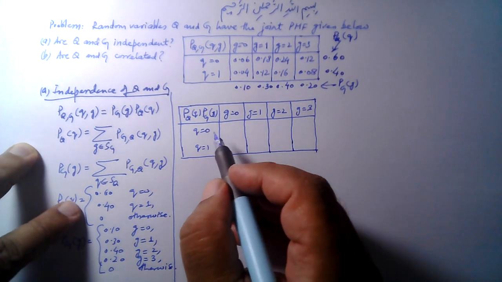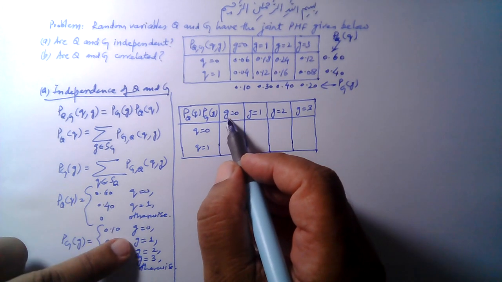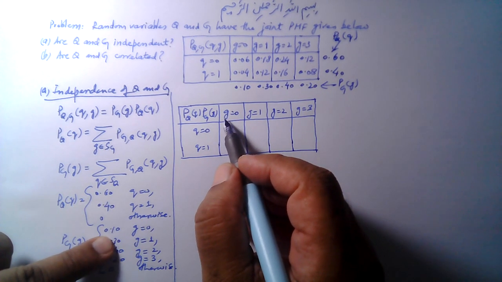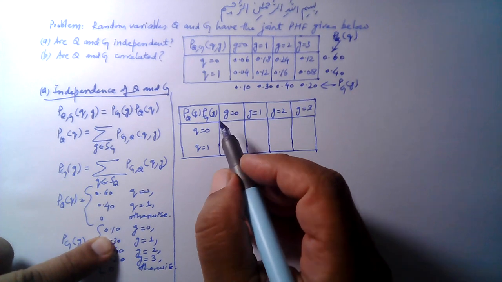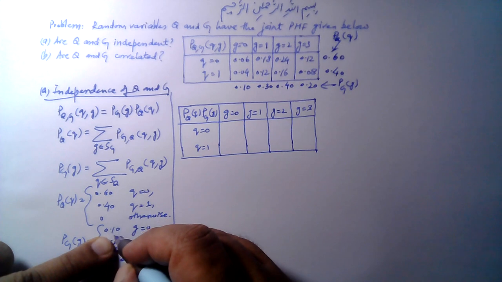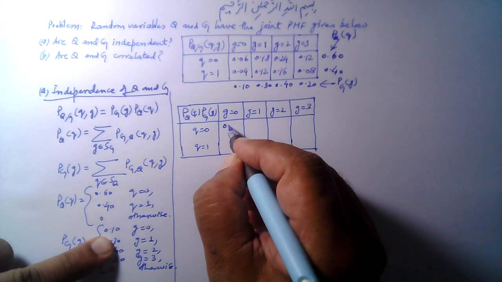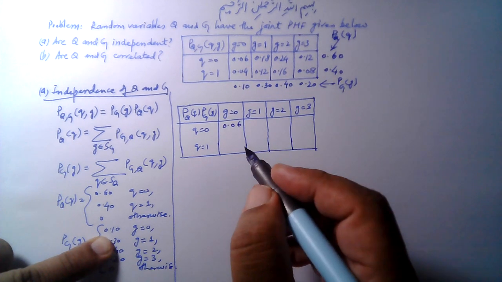So for Q is equal to 0, we have this probability 0.60. For G is equal to 0, we have this probability of 0.10 from the probability mass functions. So what we are going to do now is multiply these probability pairs. So 0.60 multiplied by 0.10 comes out to be 0.06.